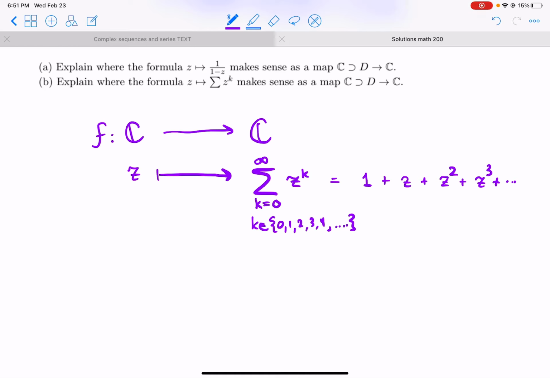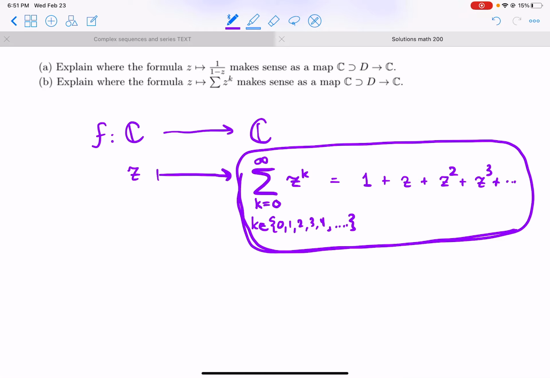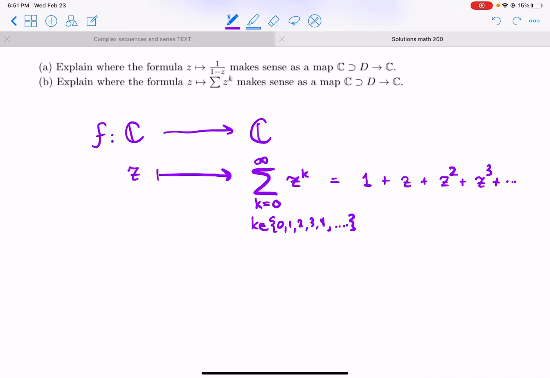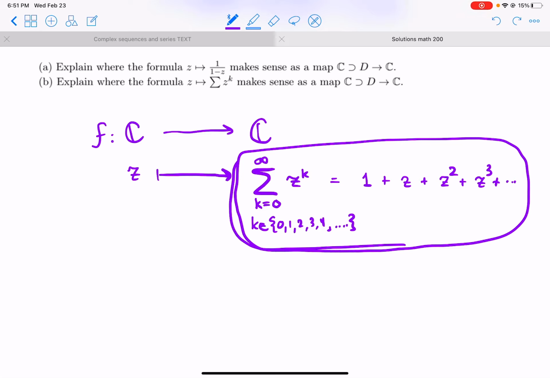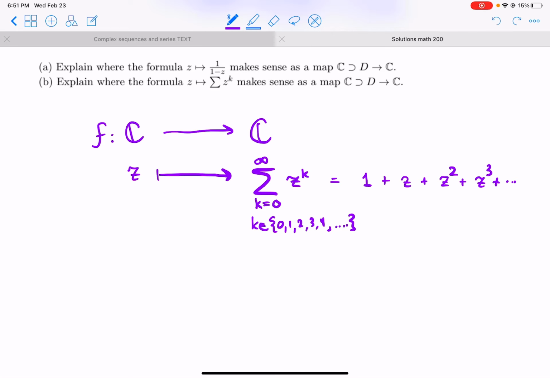The only problem, though, is that first of all, you can't put this in a computer because it's infinite. But mathematically, we can think about it and say, hey, this formula does make sense because this infinite series converges whenever the absolute value of z is strictly less than 1. Strictly less than 1. Okay, and so that's our answer.